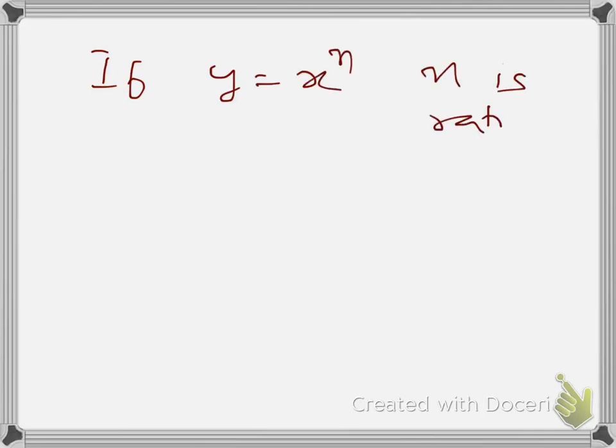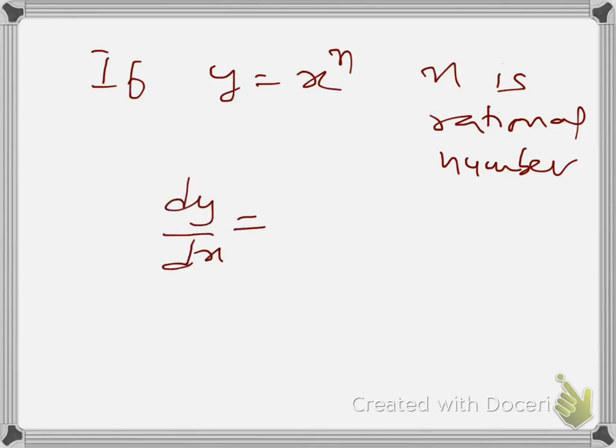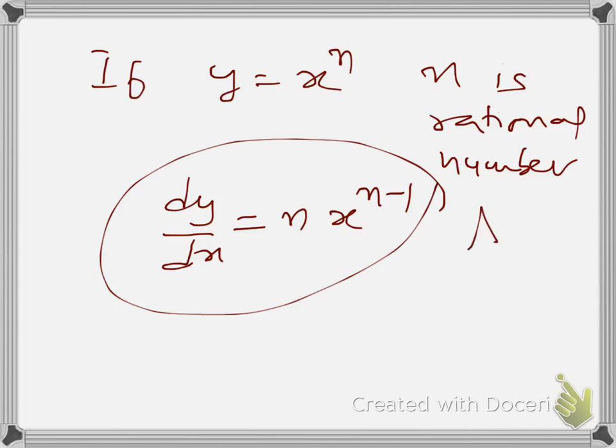So if y is x power n and n is a rational number, which can be expressed as p by q. Irrational, it will not work. And n is any rational number, it could be an integer, negative also. Then dy by dx is n into x power n minus 1. This is our first formula in this topic, in derivatives, in rate of change.